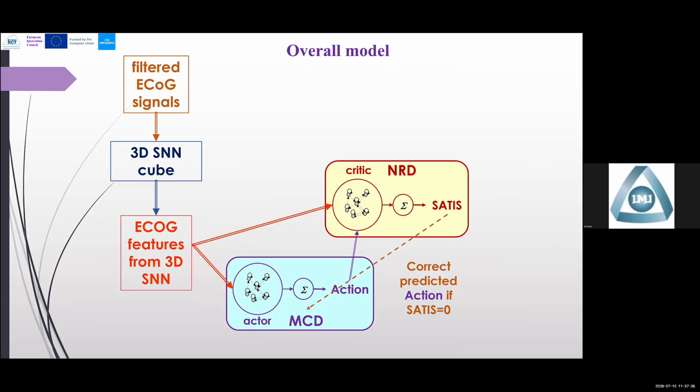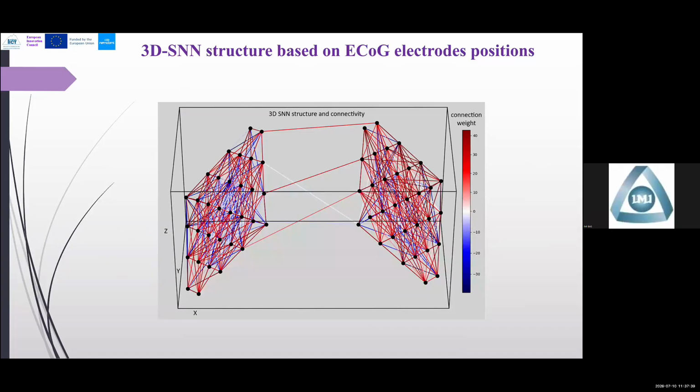And is that SNN cube trained somehow? Yes, it constantly changes, independent of the incoming signal, via STDP. All connections in the cube are spike-timing-dependent plasticity. Here is the connectivity of our 3D structure. You see the position of two implants because there are two, left and right. And these are connections: red are positive, blue are negative. This is after training probably, or before training, I'm not sure which.